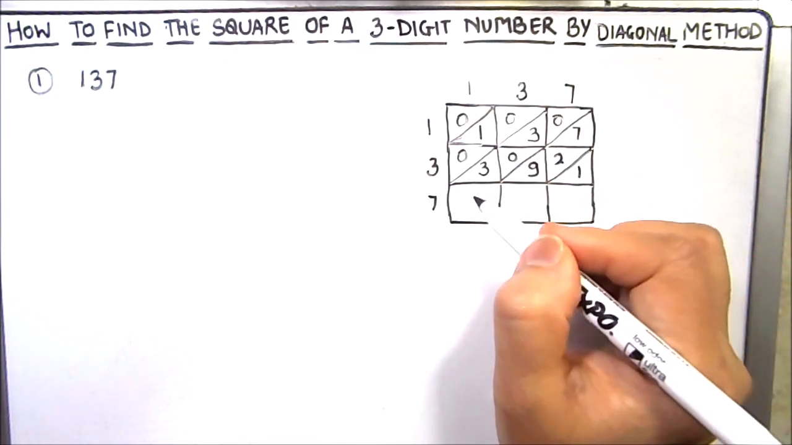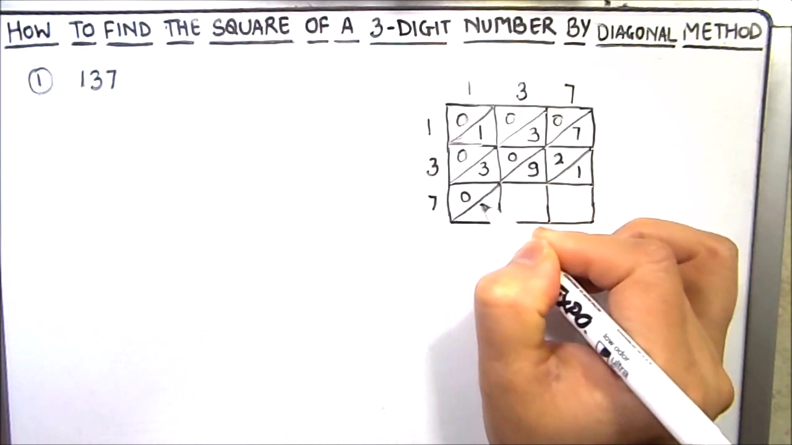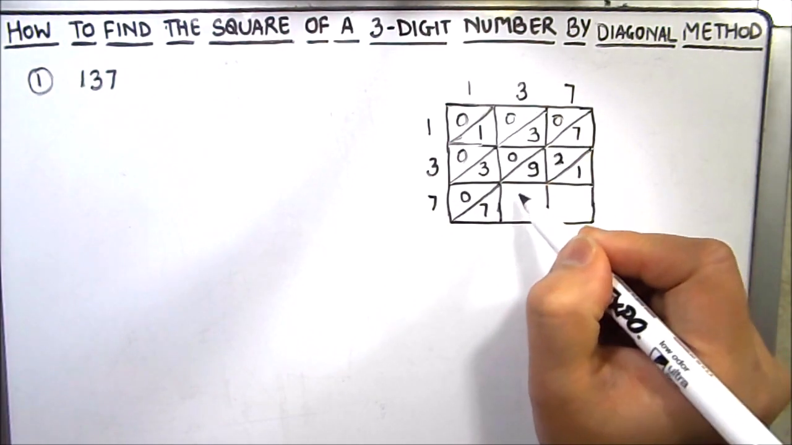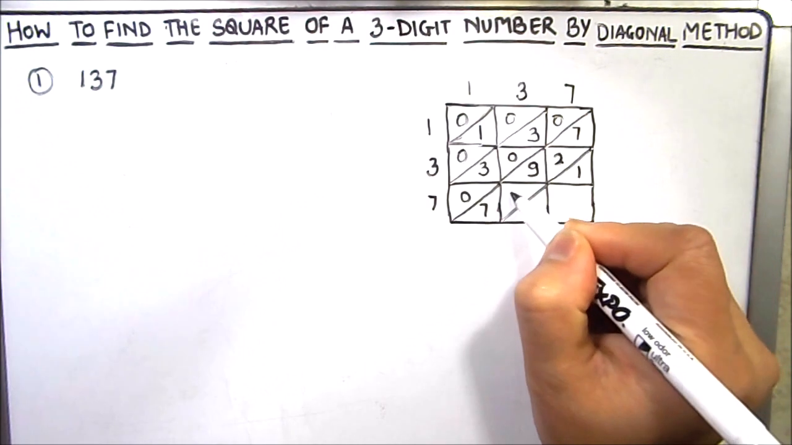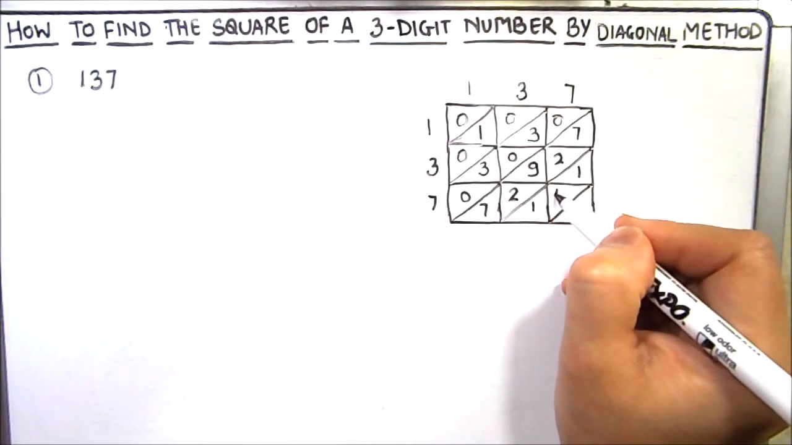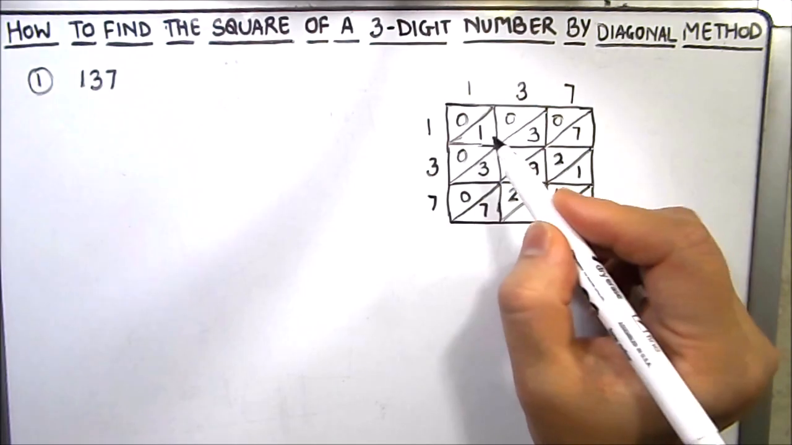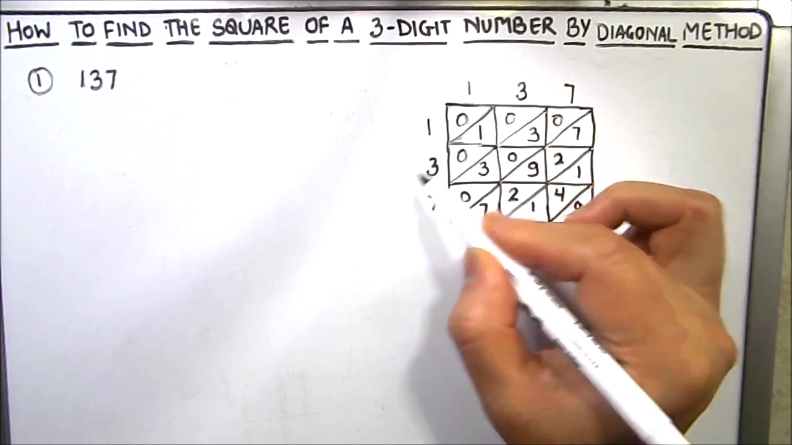square. Now 7 times 1 is 7, so 0, 7. 7 times 3 is 21. That is also a 2-digit number, so 2, 1. And 7 times 7 is 49, so 4 on top and 9 at the bottom of the square. Now we'll start adding the numbers diagonally.